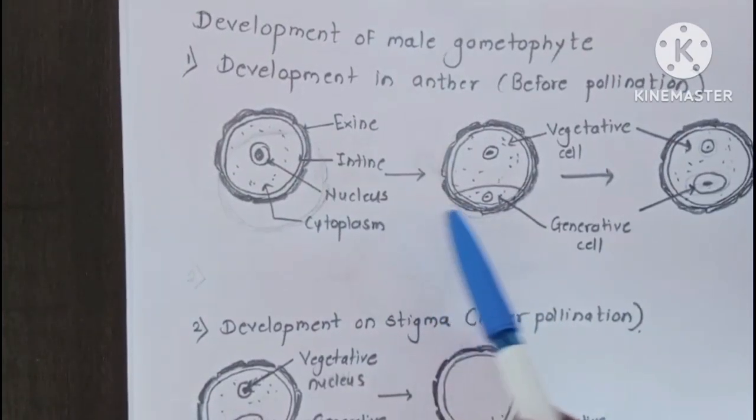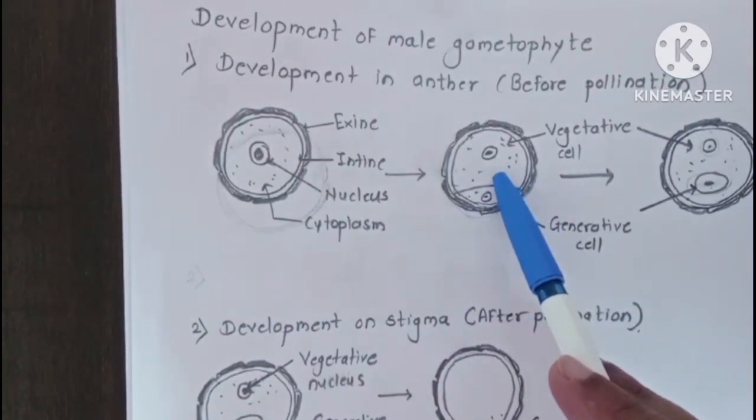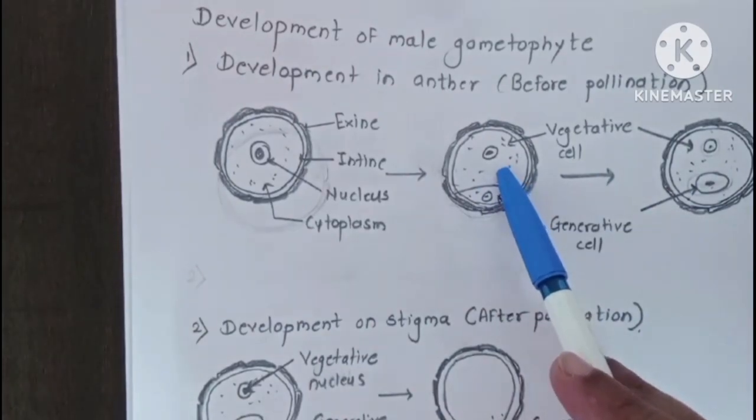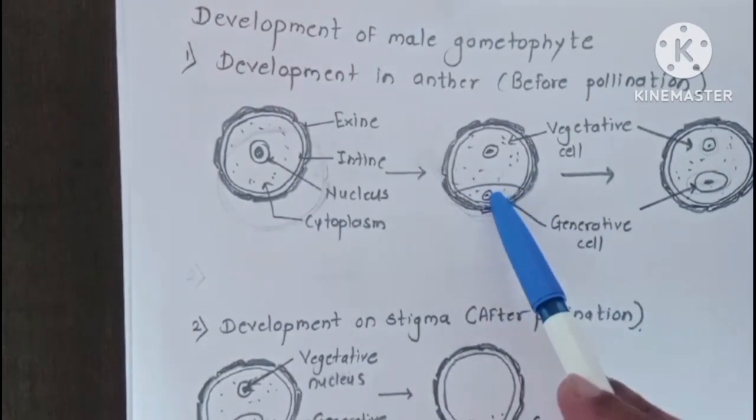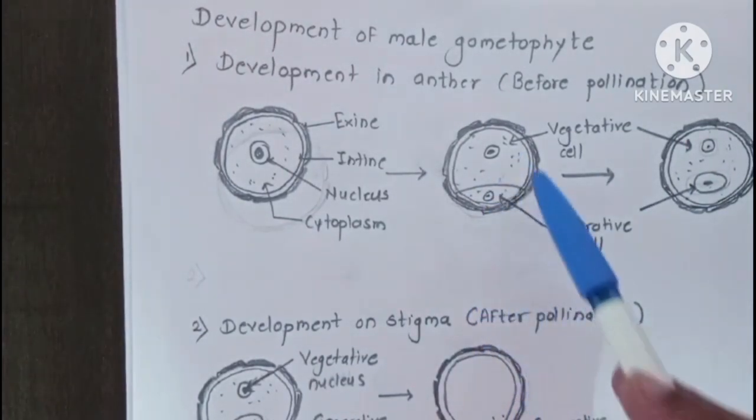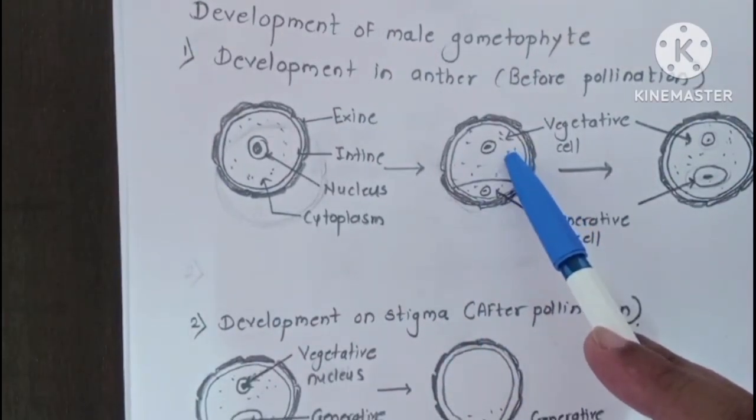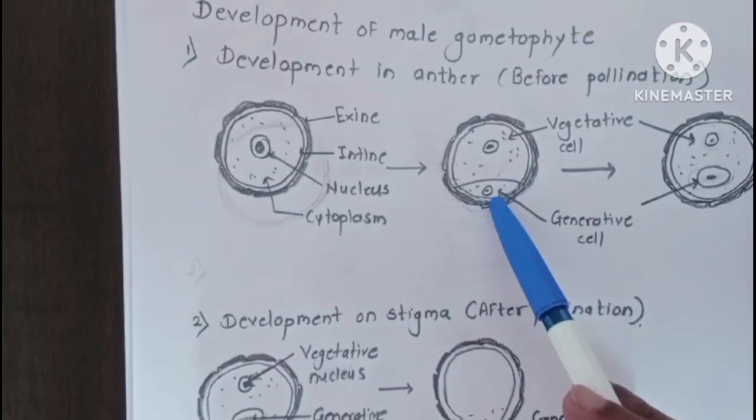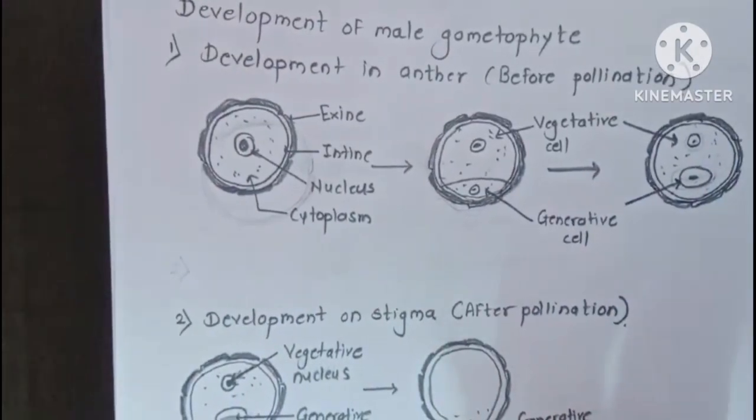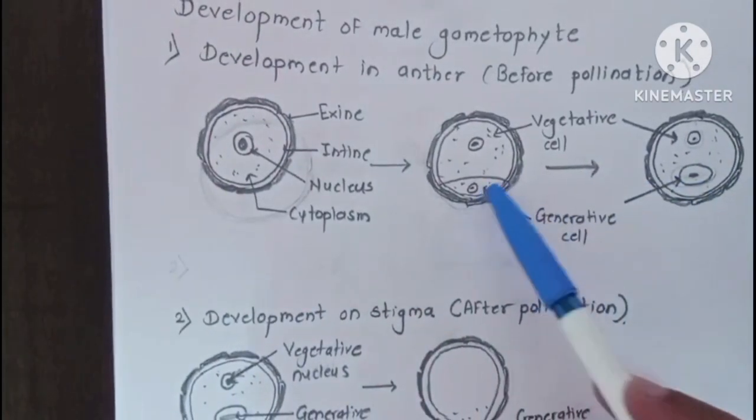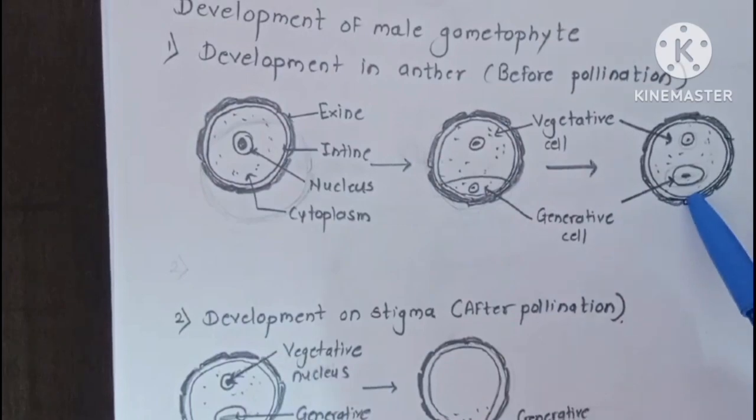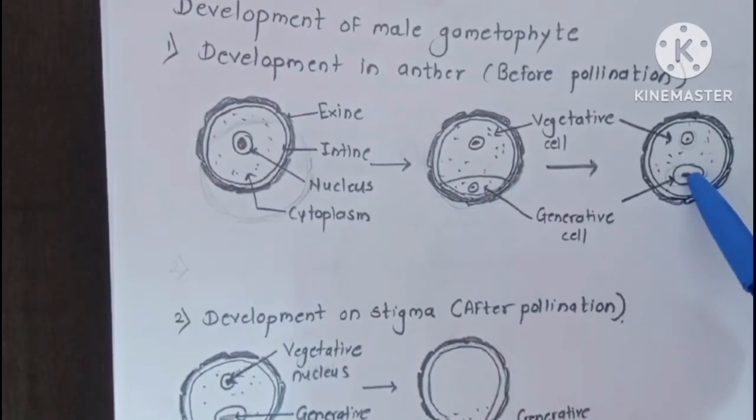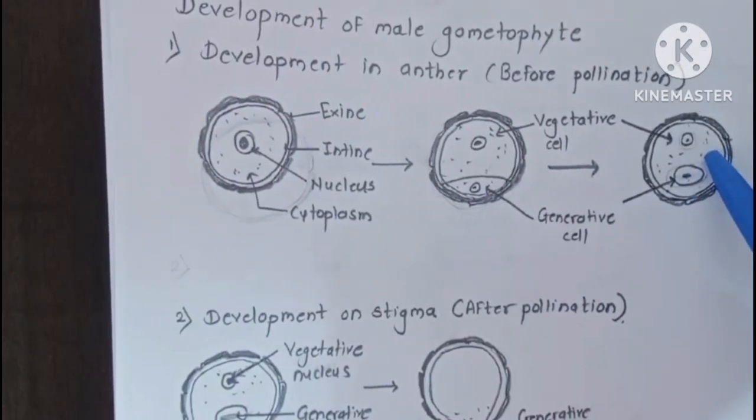Inside the anther, cytoplasm of the microspore or pollen grain divides mitotically and forms 2 unequal cells. Larger cell is called vegetative cell and smaller cell is called generative cell. The wall of the generative cell gets detached from the wall of the microspore and generative cell swims freely in the cytoplasm of the vegetative cell.